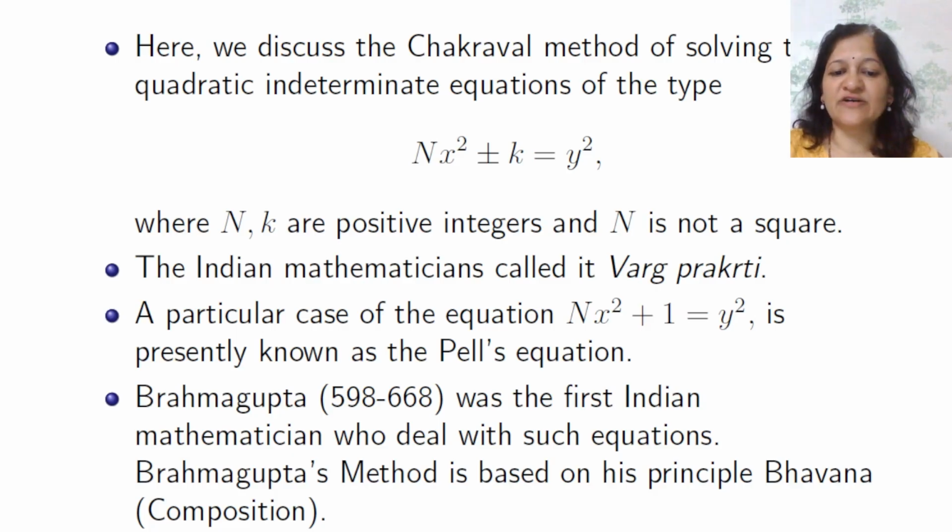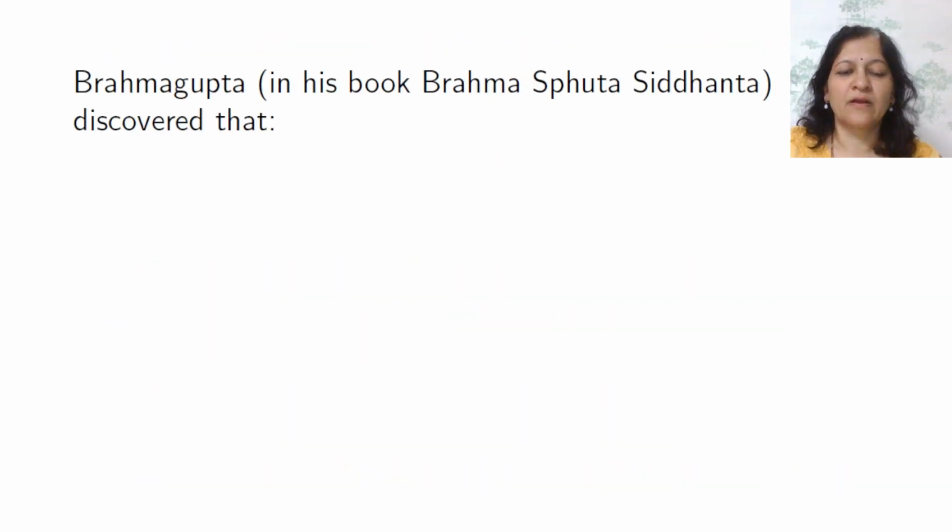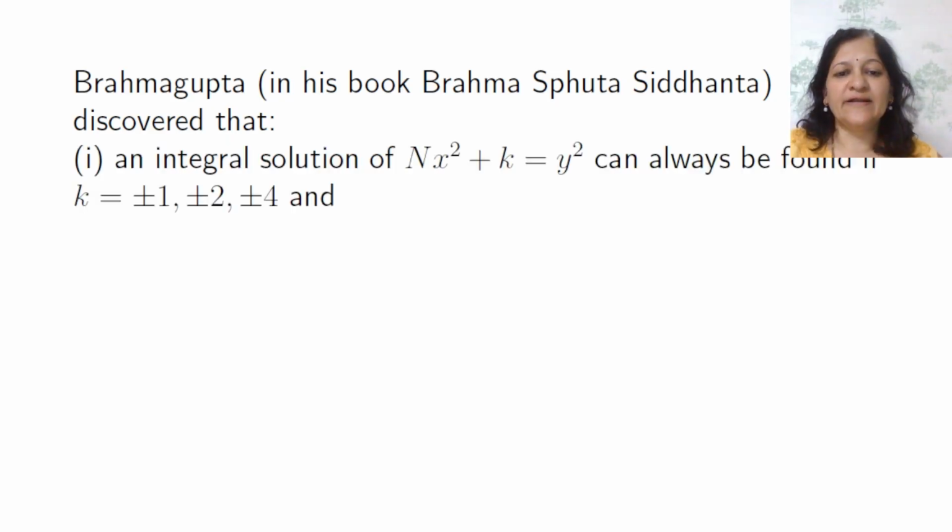Brahmagupta was the first Indian mathematician who dealt with such equations. Brahmagupta's method is based on his principle Bhavana, the meaning of which is composition. Brahmagupta, in his famous book Brahmasphuta Siddhanta, discovered that an integral solution of Nx square plus k equal to y square can always be found if k equals plus or minus 1, plus or minus 2 and plus or minus 4.